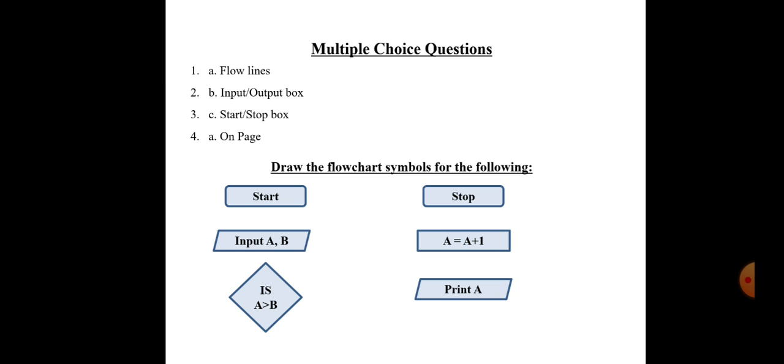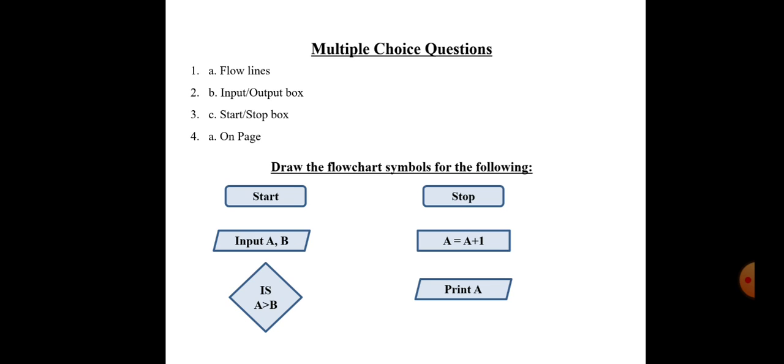Next one is MCQ, that means multiple choice question. In multiple choice question, first answer is tick A, that means flow lines. Second answer, tick B, input output box. In third, tick on C, start stop box, and in fourth one tick on A, that means option A. So you have to take it according to that only.